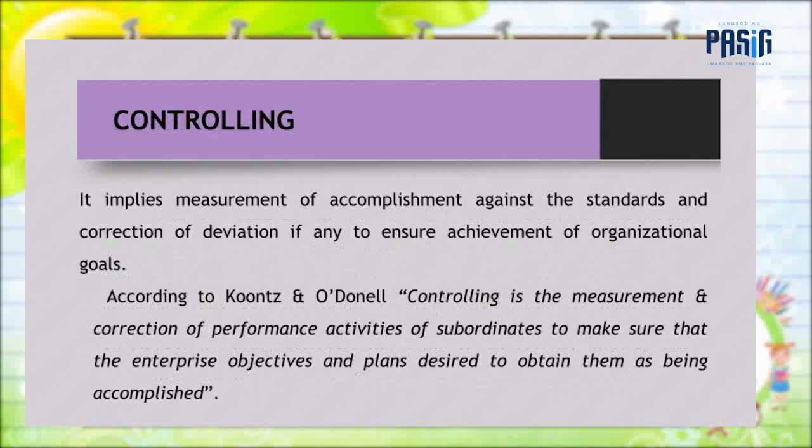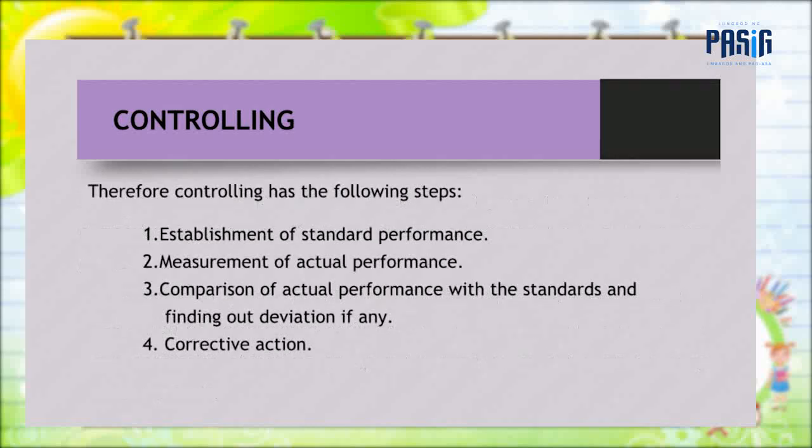What is controlling? It implies measurement of accomplishment against the standards and correction of deviation, if any, to ensure achievement of organizational goals. According to Koontz and O'Donnell, controlling is the measurement and correction of performance activities of subordinates to make sure that the enterprise objectives and the plans devised to attain them are being accomplished. Therefore, controlling has the following steps.